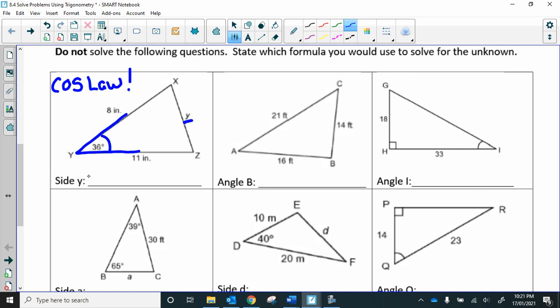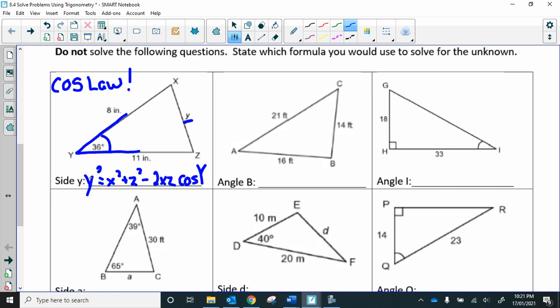So if I was going to use cos law with this to solve for that little y, I would be doing y squared equals the other two sides. So we have x and z, so x squared plus z squared minus 2 times the other two sides, x and z, cos of the angle opposite the side. So I just want to make sure that first y looks like a little y. I kind of made it look like a big y, little y. So that would be the cosine formula that I would use to solve for little y. All right, let's move on to the next one.